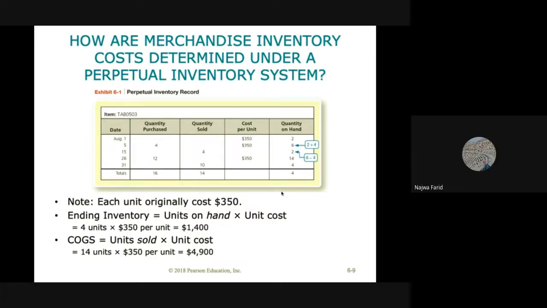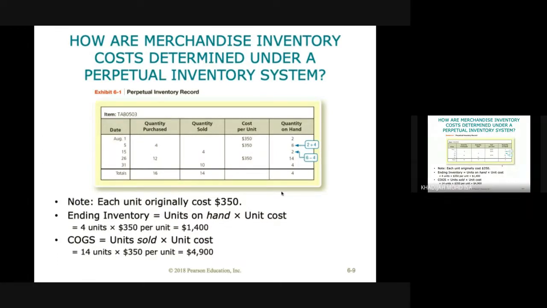Yes, madam. But when I talked about your COGS, it is the cost of goods sold. So now you see how much you sell: you sold 4 units on the 15th of August, and on 31st of August, you sold another 10 units. So total units sold is 14 units, right? So 14 units and the cost per unit is $350. So your COGS is 14 times 350, which is 4,900.